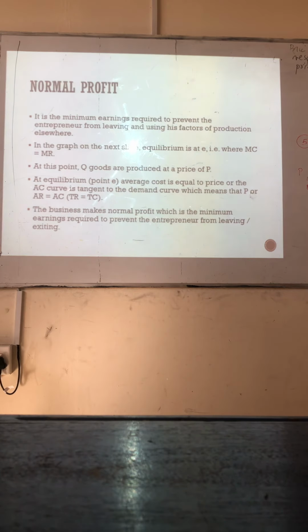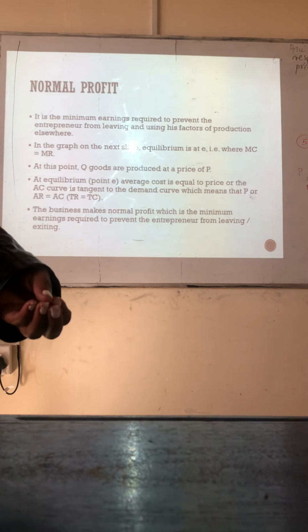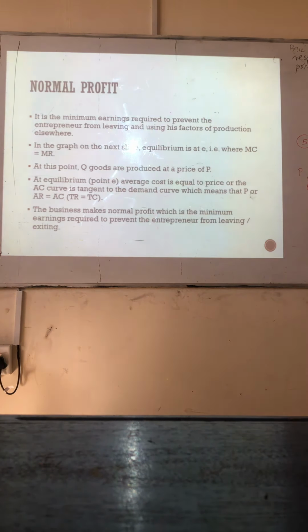You buy a packet of yogurt for 50 rand. After selling, you realize that you also made 50 rand. Do you want to call it a loss? 50 to 50. Is that a loss? It's called a normal profit, whereby your costs are equal to your revenues. It is the minimum earnings required to prevent the entrepreneur from leaving and using his factors of production.